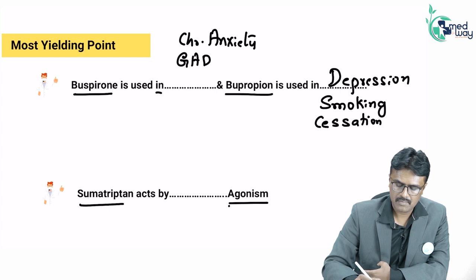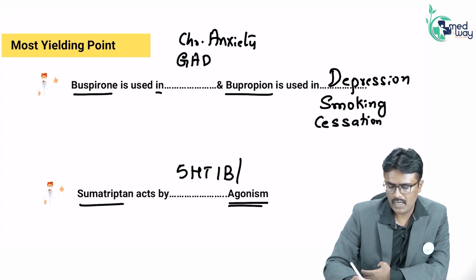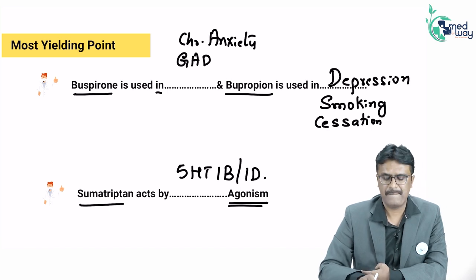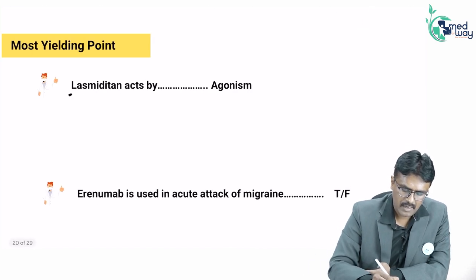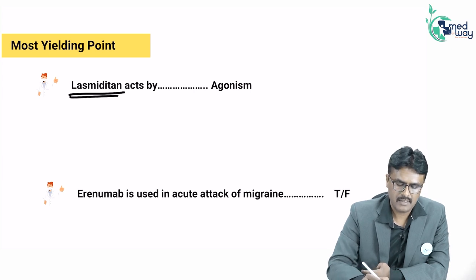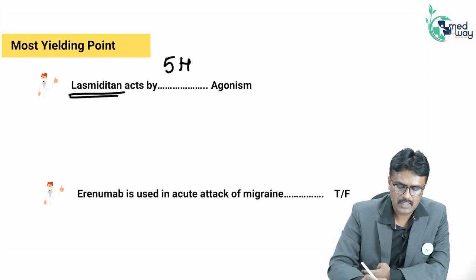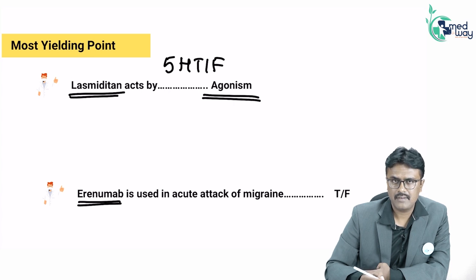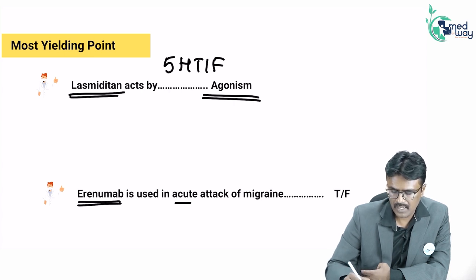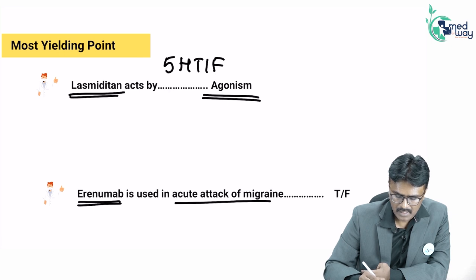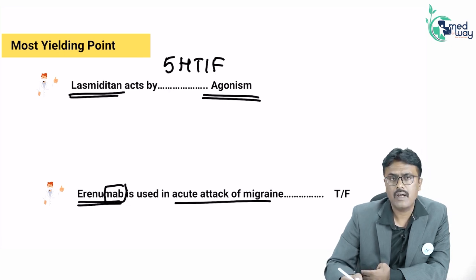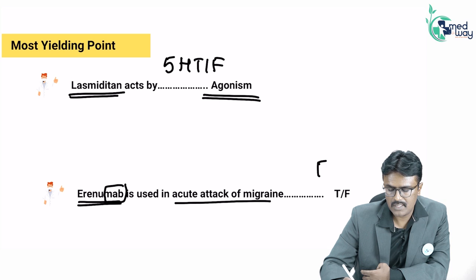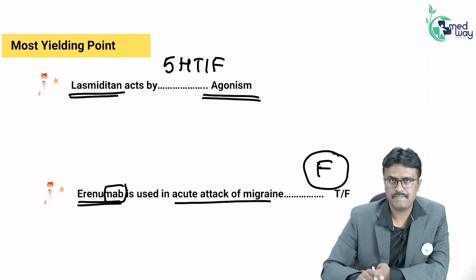Sumatriptan acts by which agonism? Remember, triptans are 5-HT1B, 1D agonists. Lasmiditan, it's also serotonin. It is a 5-HT1F agonist. Erenumab, I told you, every girl. So used in acute attack of migraine. Is it true or false? Remember, MABs in migraine are not for attack. They are for prophylaxis. So this is a false statement.